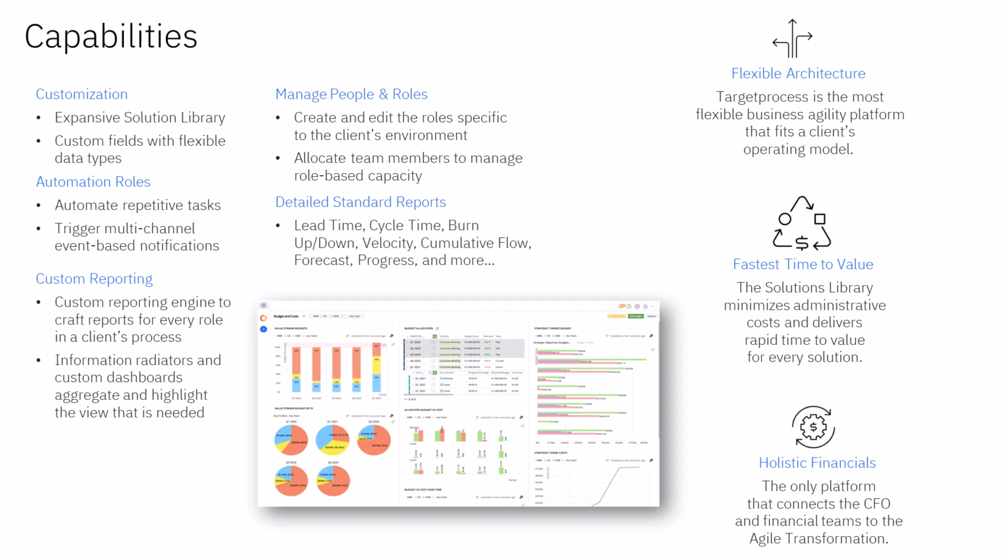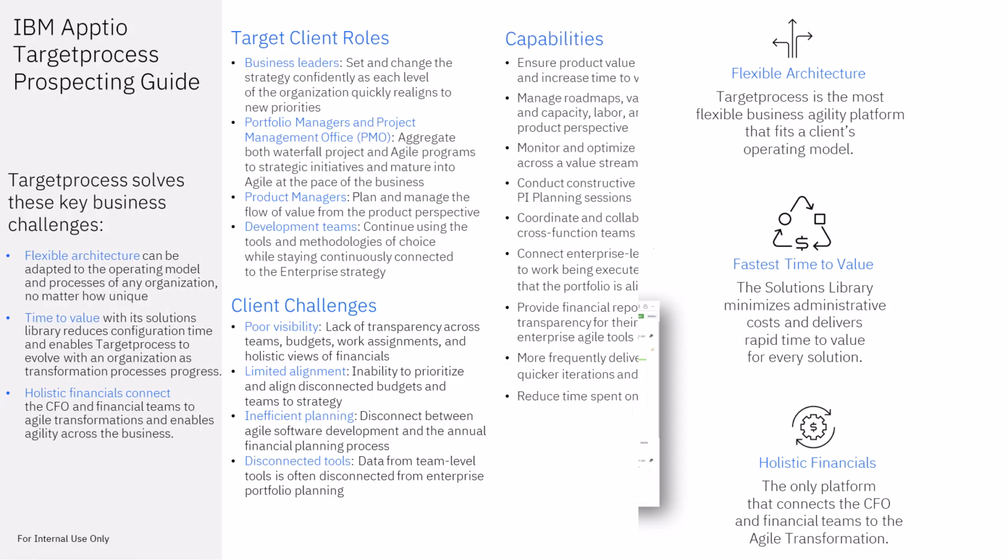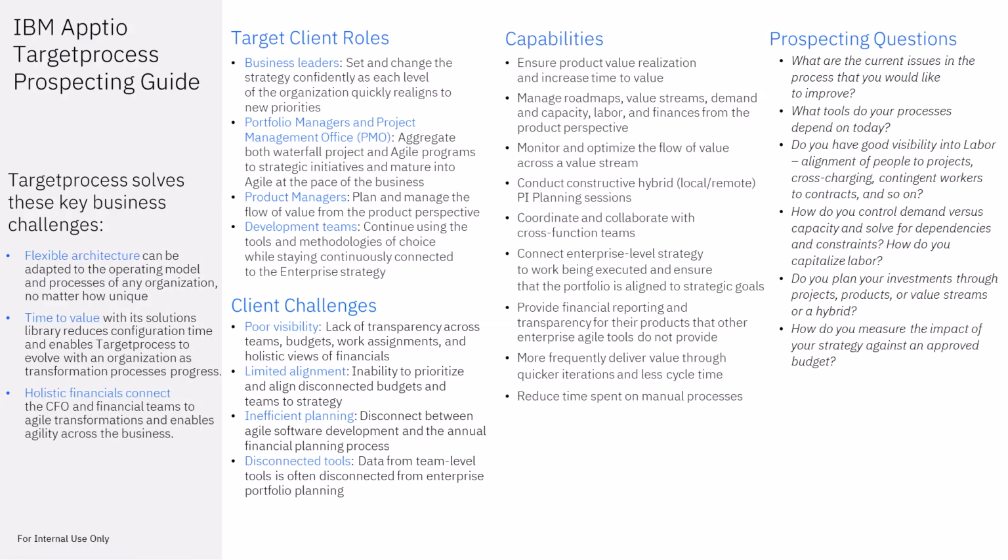Standard reports and report templates make it easy to build reports that display common metrics and report types, such as lead and cycle times, burn up and burn down charts, and cumulative flow diagrams. The custom reporting engine enables organizations to tailor reports and dashboards to the needs of each section or role in the organization. The Target Process Prospecting Guide gives you some guidance on client roles, client challenges, a thumbnail of the capabilities of the solution, and some prospecting questions.